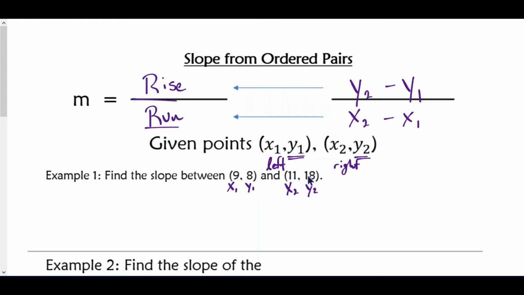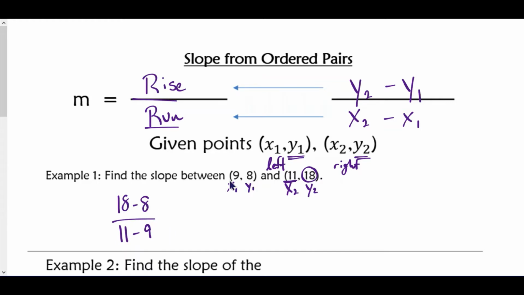y2 minus y1, the second y coordinate minus the first y coordinate, divided by the second x minus the first x. It has to happen in that order. I need to make sure if I do this minus this, I do this one minus that one. I have to have these as matching coordinates there.